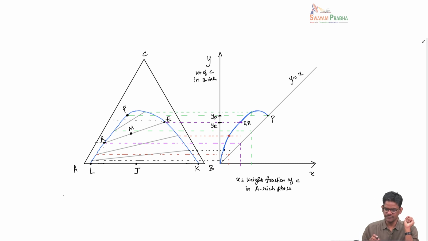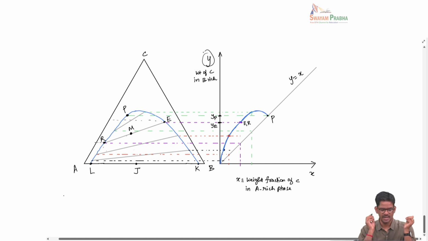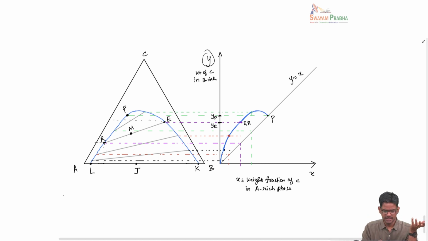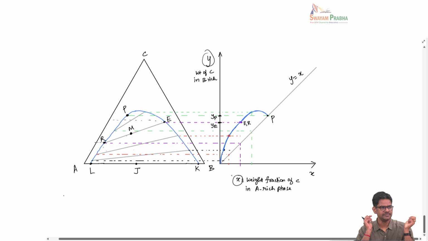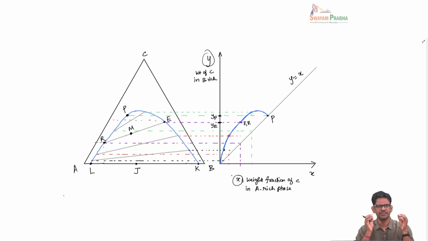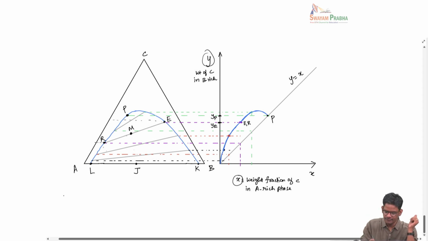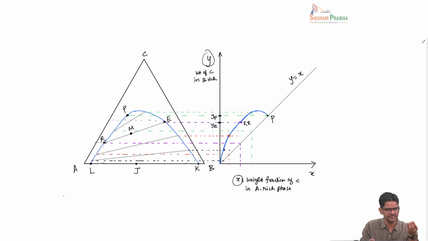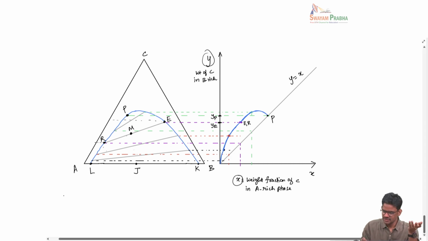For example, for the mole fraction of C in the extract, we use the symbol Y, and the mole fraction of C in the A rich phase, we call X. So we are basically denoting the mole fraction of C in the B rich phase as Y and X as the mole fraction of C in the A rich phase. So now I can find the value of Y from here. The Y here is basically the fraction of C corresponding to point E, so that is somewhere here.